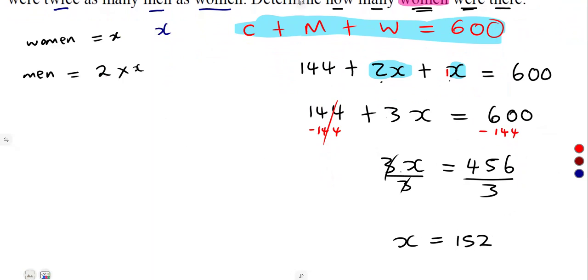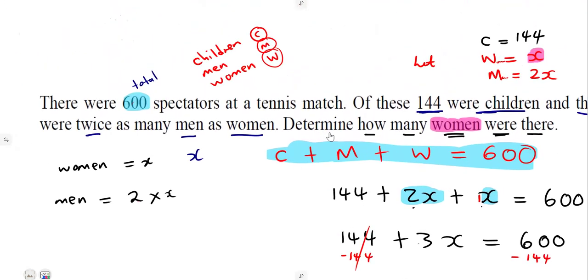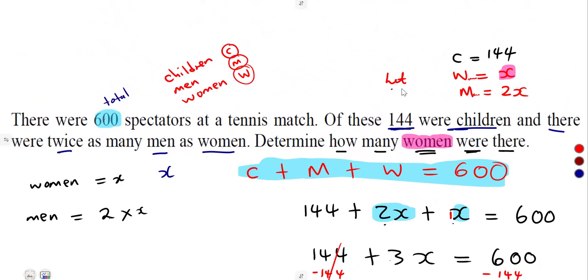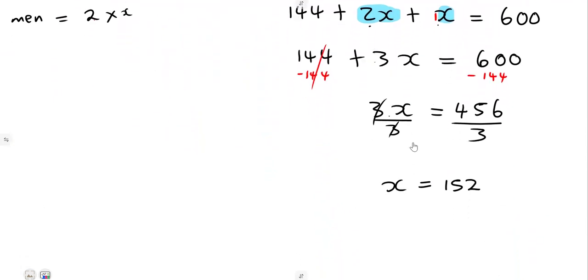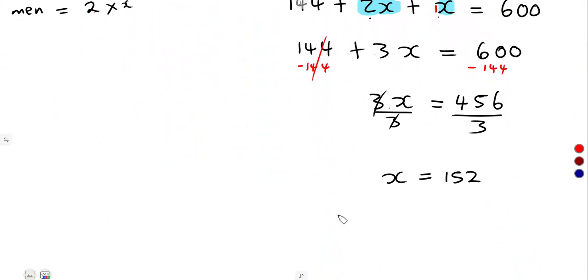So this is 152. Remember, x was not part of what we were given. We had to introduce it, let x be something that was introduced, representing women. And that's exactly what we want. So by solving x, we are solving the number of women. So therefore, there were 152 women, because you are calculating the value of x.